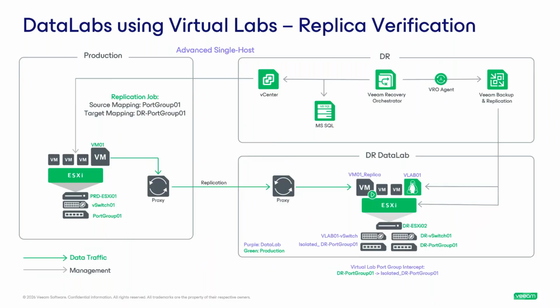And as we go down, you can see on that right-hand side on the data lab, we've got purple text, we've got the green text there. And really what we're indicating is just differences of networking there, where in green, that's the production, right? We've got the DR ESXi02, we've got the DR vSwitch and the DR port group. And then we're actually creating in purple an isolated network for that replica machine to be powered on in. So it's not going to be able to talk to anything else.